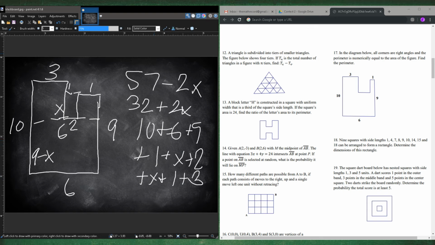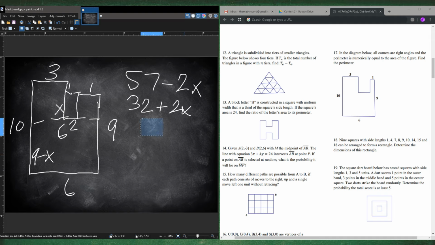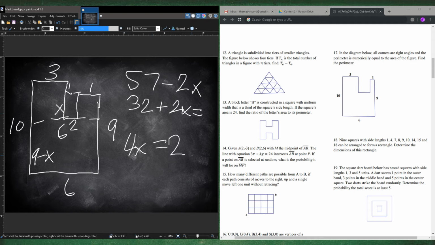Right? And they're equal to each other. So now we just need to set them as an equation and get x. So we have, add 2x to both sides, so you get 4x. So let's say this is equal to this and put this on the right. So you add 2x here, and then 57 minus 32 is 25. So x is equal to 25 over 4.